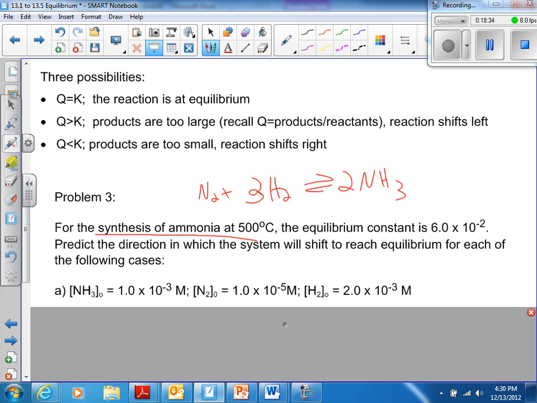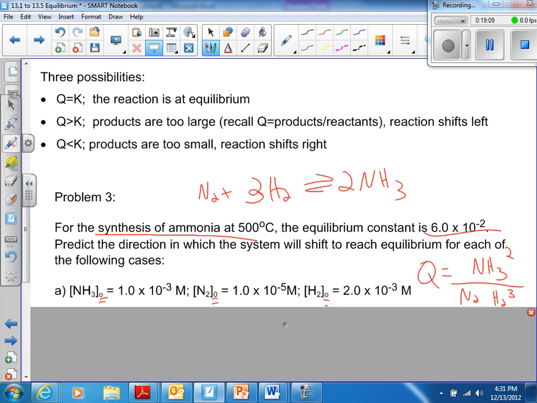You're given the equilibrium constant, and you want to predict which direction the system will shift to reach equilibrium for each of the following cases. So we're just going to plug in, remember the little 0? That means initial conditions. So we're going to plug all of our initial conditions into our equilibrium expression. But now it's called the reaction quotient, Q. And just remember, Q is NH3 squared over N2 times H2 cubed.